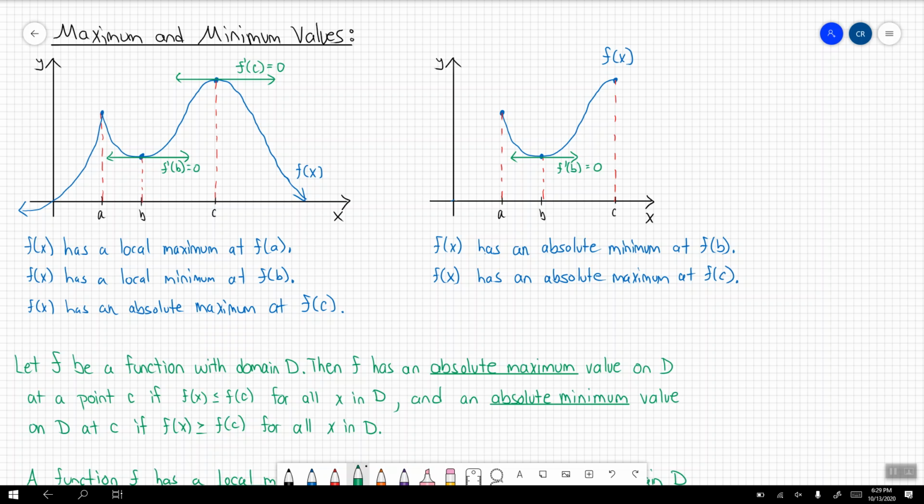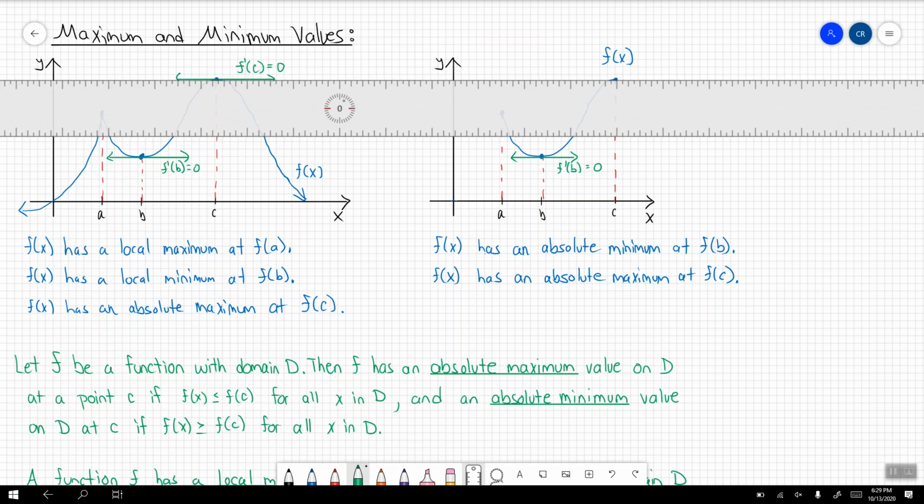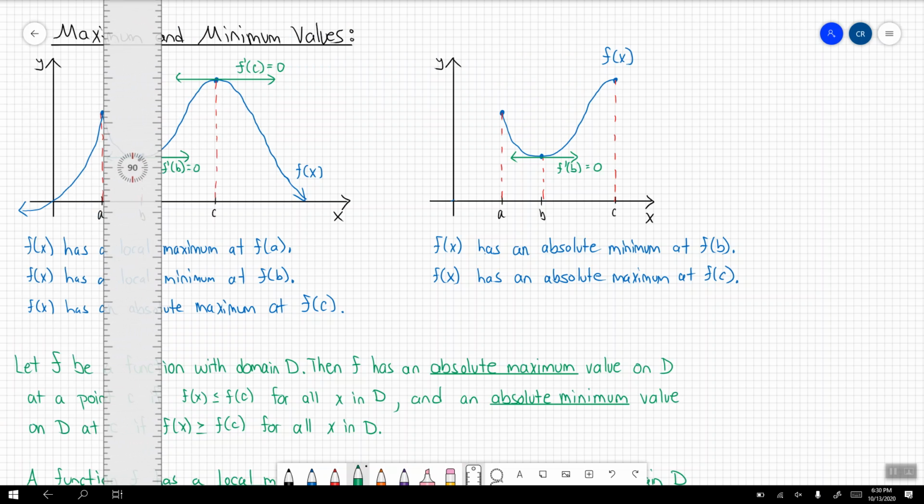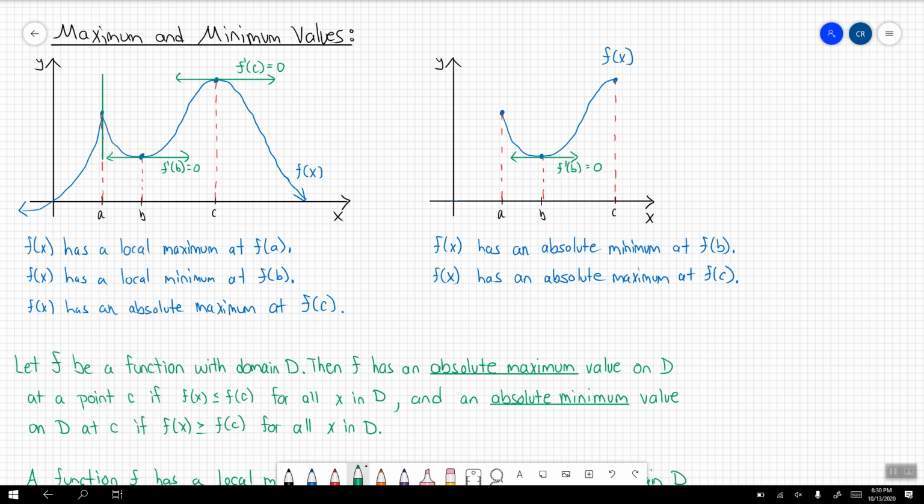Now, what's going to happen there, right? We then want to identify what's going to occur. Well, this is what happens. We have this vertical tangent line. This vertical tangent line would tell me that my derivative evaluated at a does not exist, or it's undefined.